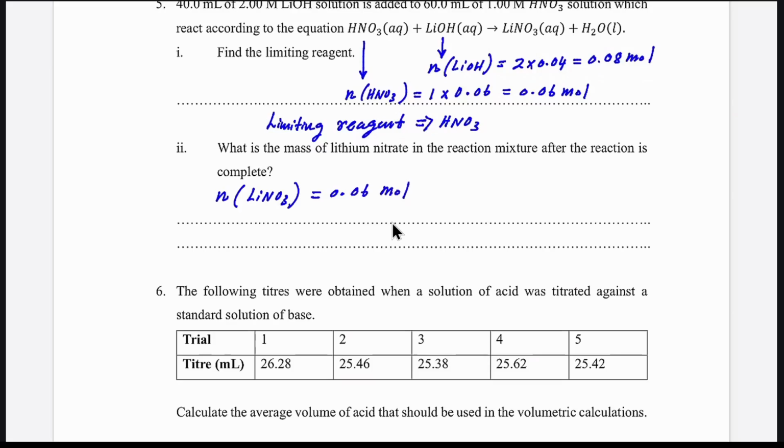Okay, so now you need mass. So tell me the molar mass of lithium nitrate. 68.946. This is a molar mass, right? So, grams per mole. So the mass is 0.06 times 68.9. How much is that? 4.13 grams. Good.